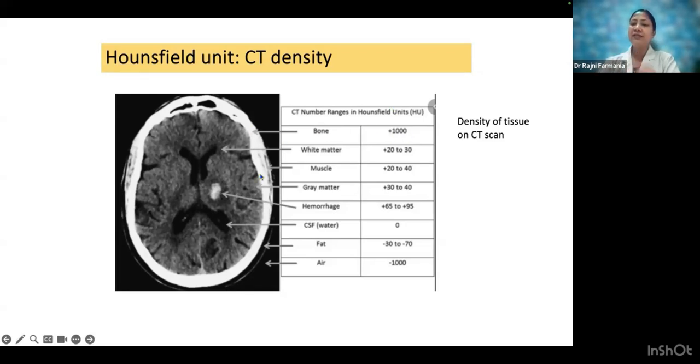We use the word density in CT scan and intensity in MRI. So hypodense and hyperdense in CT scan, hypointense or hyperintense in MRI. These are very technical words, and we have the whole list of HU values. The important part to remember is that water, that is CSF, looks black because it has 0 Hounsfield units. Air looks even blacker, the blackest, at minus 1000. And bone, as we can see in the skull, is the most white, at plus 1000.